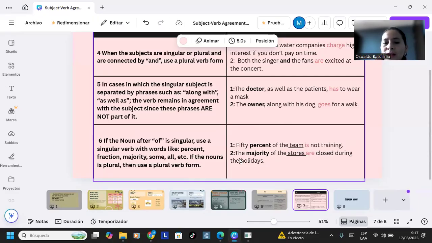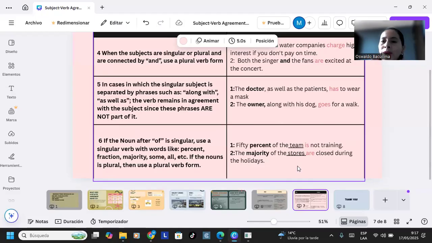And the second example, the majority of the stores are closed during the holidays. As the stores is in plural, so we need to put the verb in plural form.